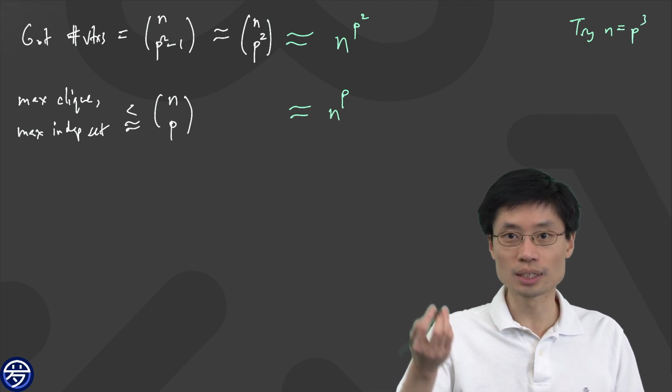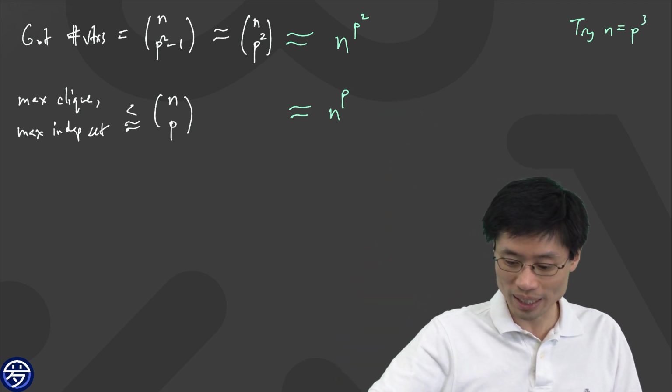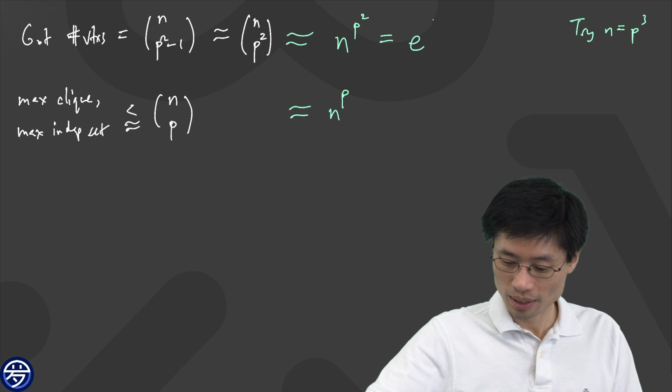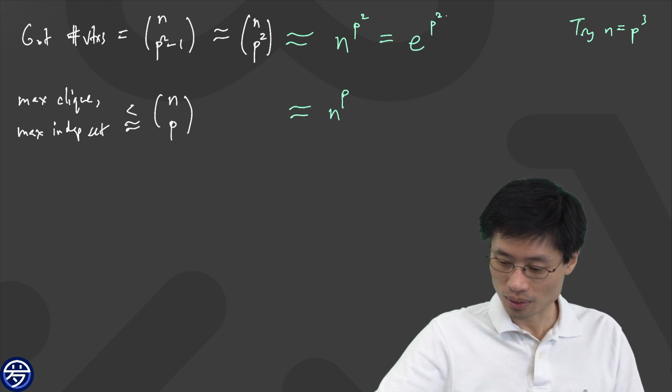Then this particular n to the power p squared is equal to e to the power p squared log n.